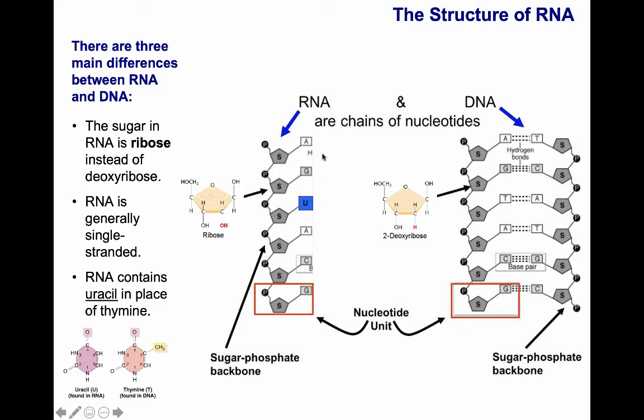And then the final difference is that RNA tends to be a single-stranded molecule rather than the double helix structure of DNA. Now, it's possible that RNAs can do some hydrogen bonding because A's, G's, U's, and C's can be complementary to each other in the same way that DNA nucleotides are. But for the most part, RNAs are single-stranded. And for sure, they don't form the double helix that we see with DNA. So RNA, lots of similarities with DNA, but some important differences.